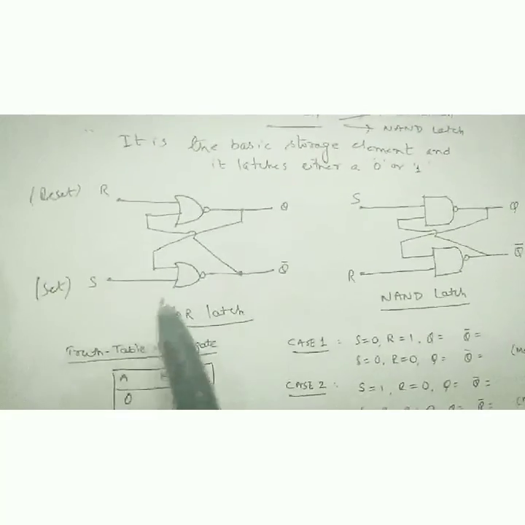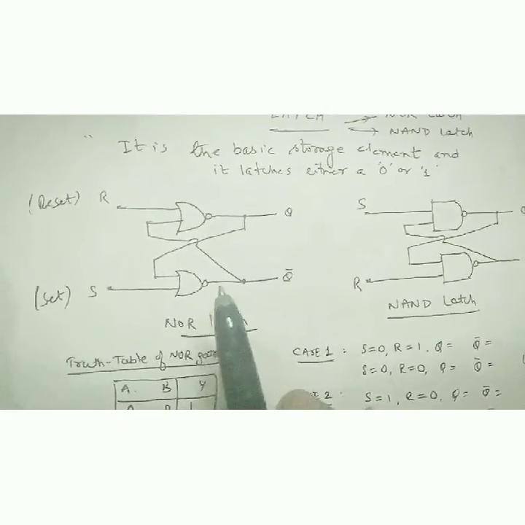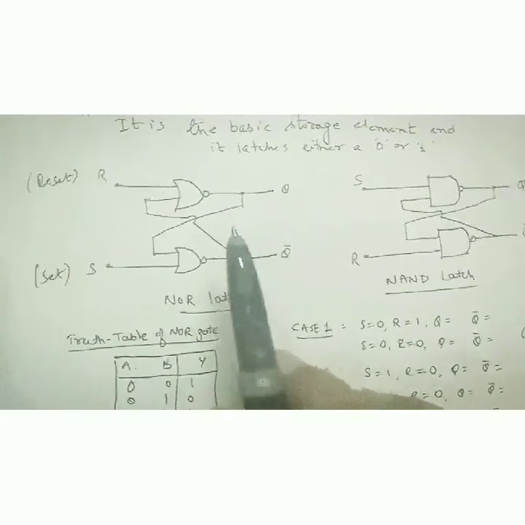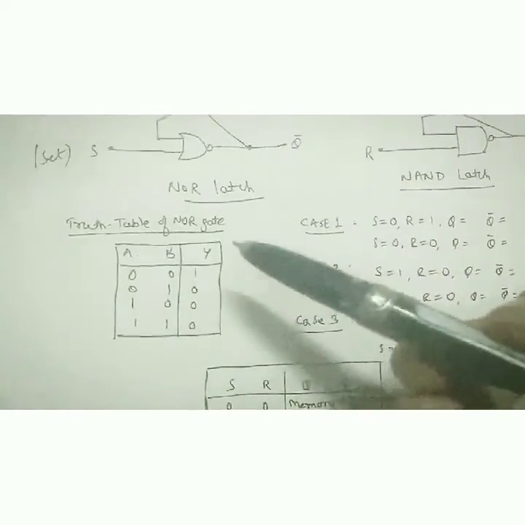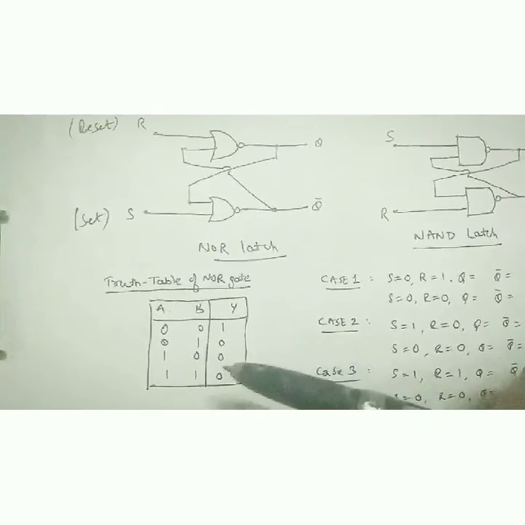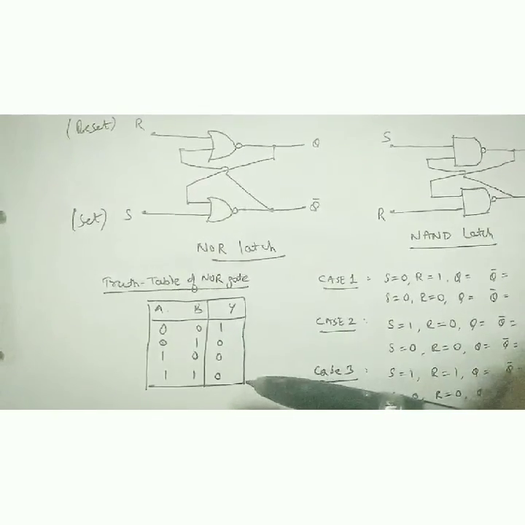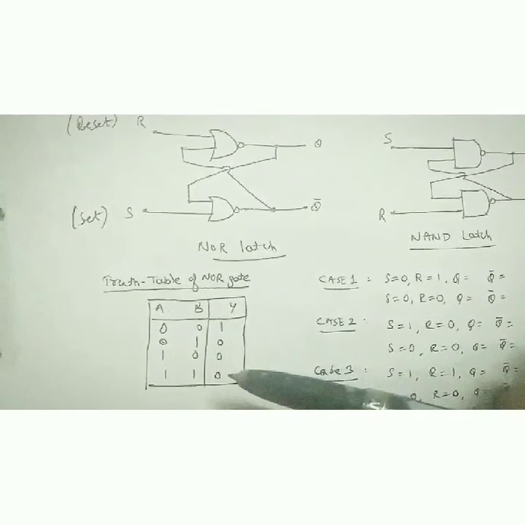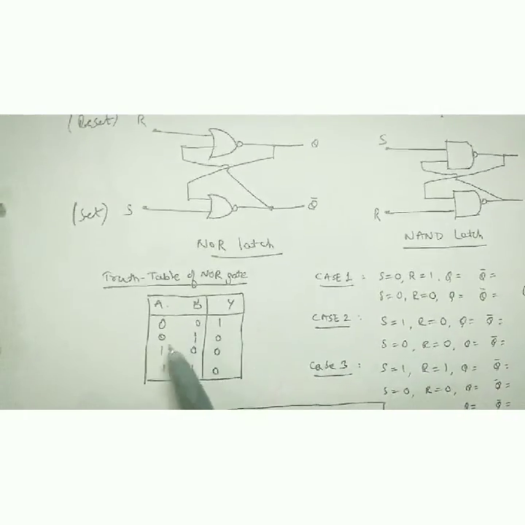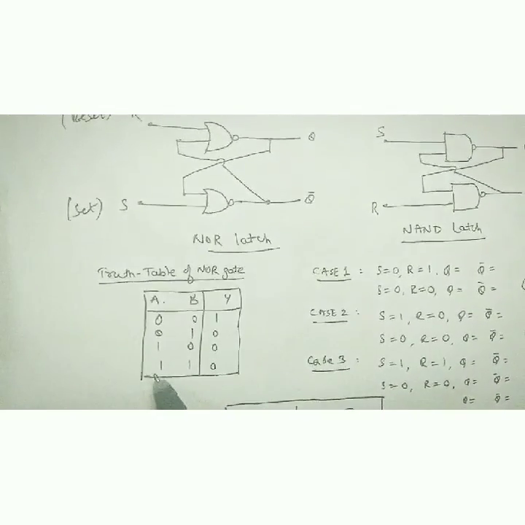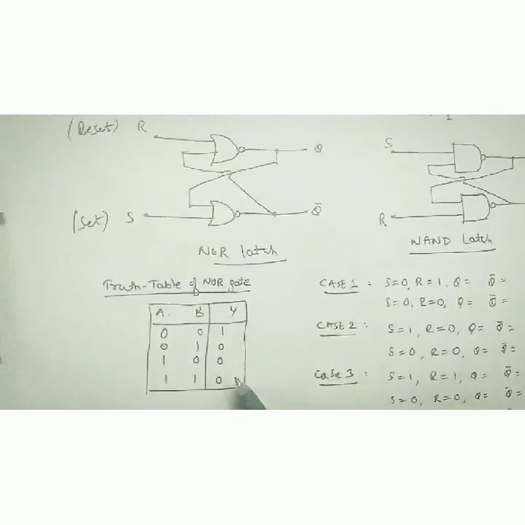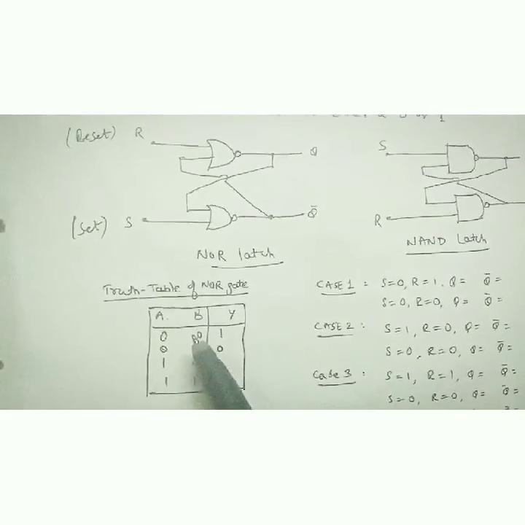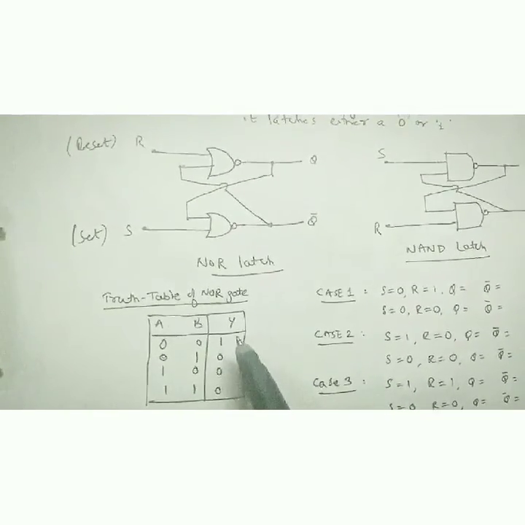So before we begin the working of this NOR latch, we must keep in mind the truth table of the NOR gate. As all of us know, this is the truth table of the NOR gate, in which the main thing to notice is that if any of the inputs is 1, the output we are getting is 0. So we have to keep this in mind, and when both the inputs are 0, the output we are getting is 1.